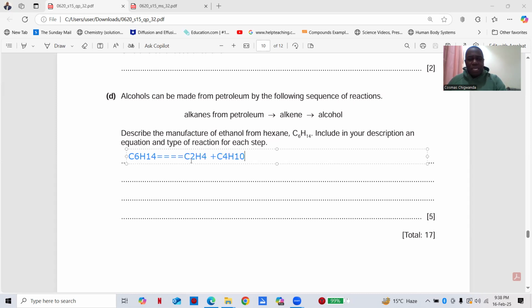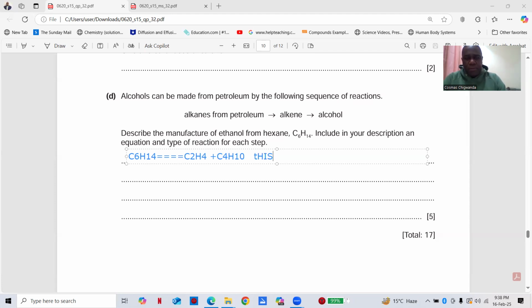If you check on this side, now I have a shorter molecule, which is called ethene. If you look at the total number of atoms on this side, it is equal to the total number of atoms on the other side. Remember, you cannot create or destroy matter. You should account for what has happened here. So 2 carbons plus 4 carbons, you get 6. 4 hydrogens plus 10 hydrogens, you get 14.